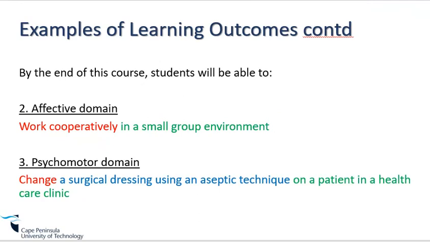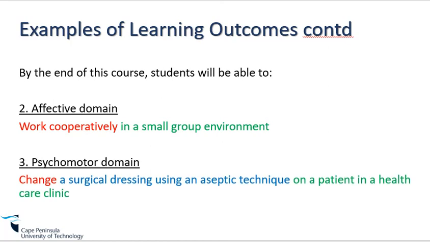Let's look at a learning outcome for the affective domain. Now, very seldom would you write one purely for the affective domain, okay? But you might. So, a learning outcome could be work cooperatively in a small group environment. That might be very suitable for, let's say, a level 6 or a level 7 qualification.